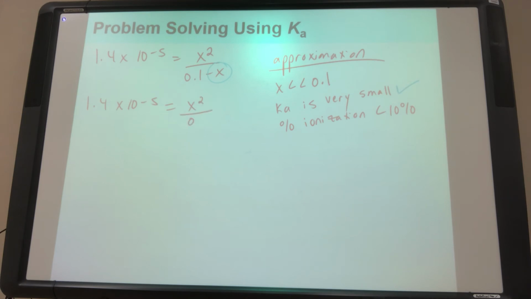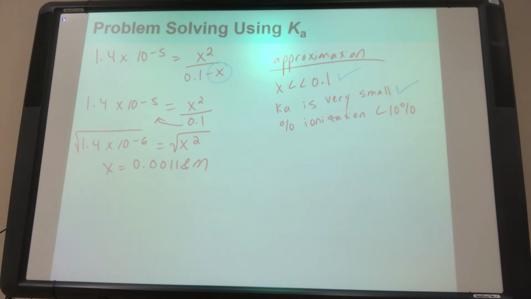So we get rid of the bottom x. Multiply the 0.1 over, you get 1.4 times 10 to the negative 6 is equal to x squared. Square root both sides, and x is 0.00118 molar. So now we can do our second check of our approximation. This said x must be way less than 0.1. This is a lot less than 0.1. So that matches, and we get that check for our approximation.